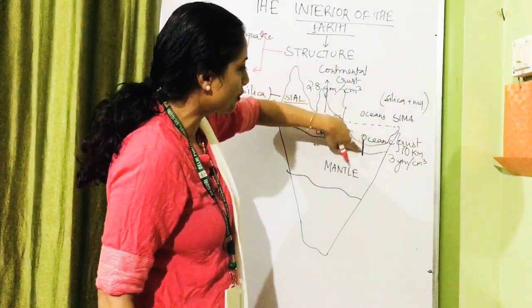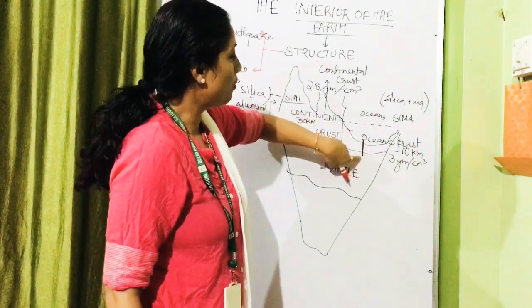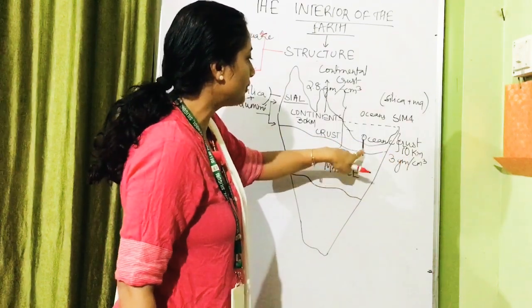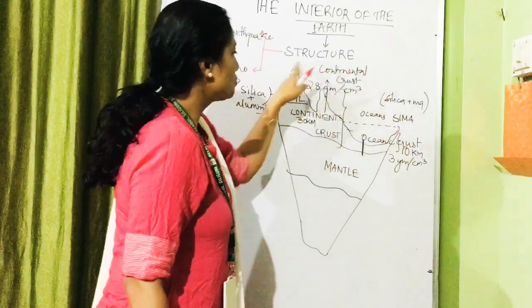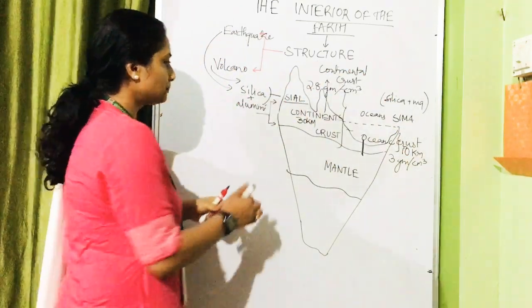So it is easy to drill. We have discussed the deep ocean drilling projects. Why are they done here? Because the thickness is only 10 kilometers. So it will be easy for them to drill the earth and to reach the mantle layer. So this was all about the crust. Next we go to the mantle layer.